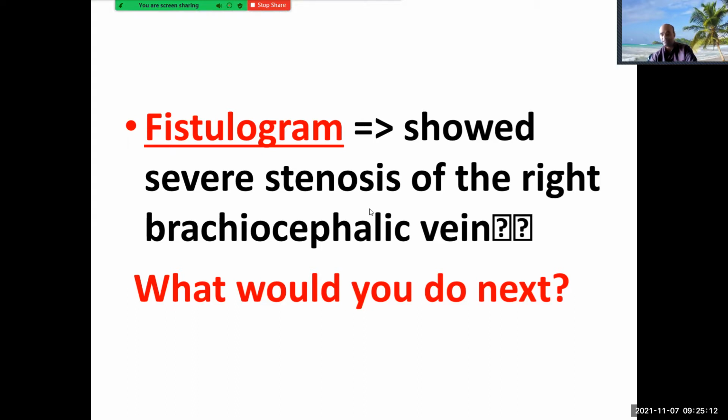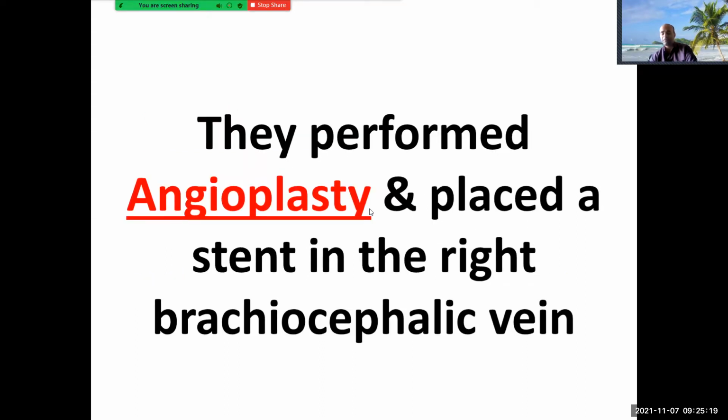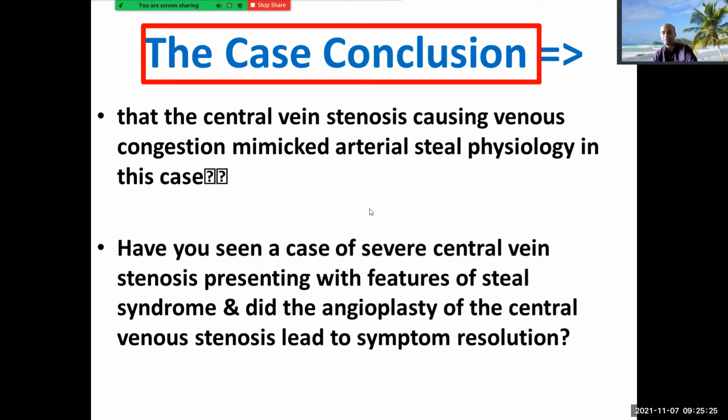What will you do next? You did a fistogram and found severe brachiocephalic stenosis. What will you do next? The patient already had vascular angioplasty done and a stent placed in the right brachiocephalic fistula. Angioplasty with the stent is already done for this patient.